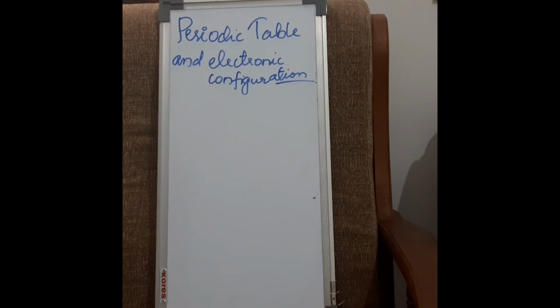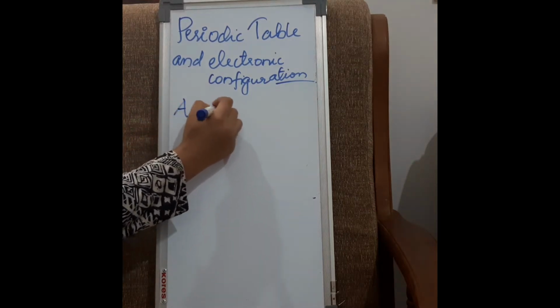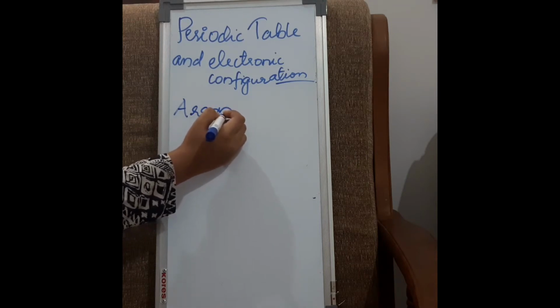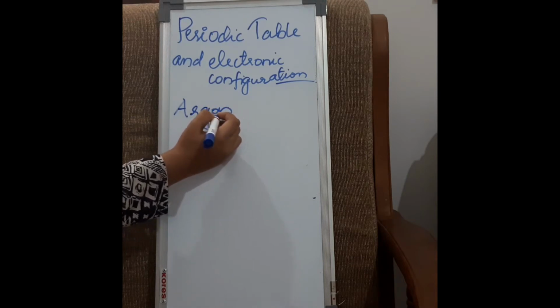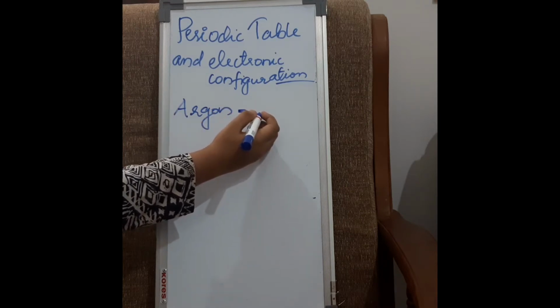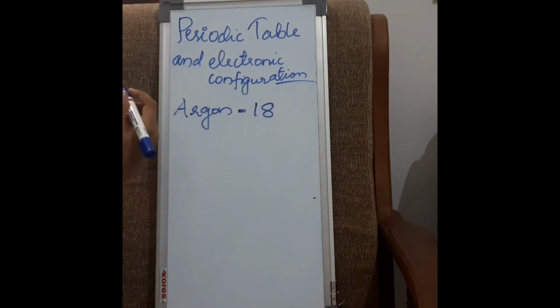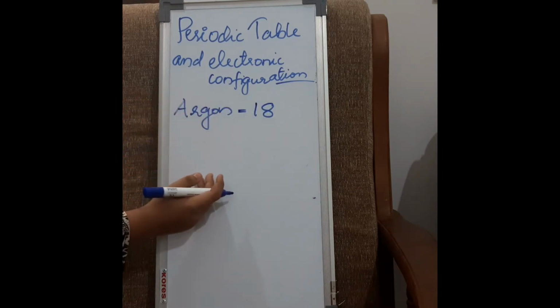We have learned how to write the subshell electronic configuration of any elements. For example, the electronic configuration of argon with the atomic number 18. With the atomic number 18, how do we write the subshell electronic configuration?